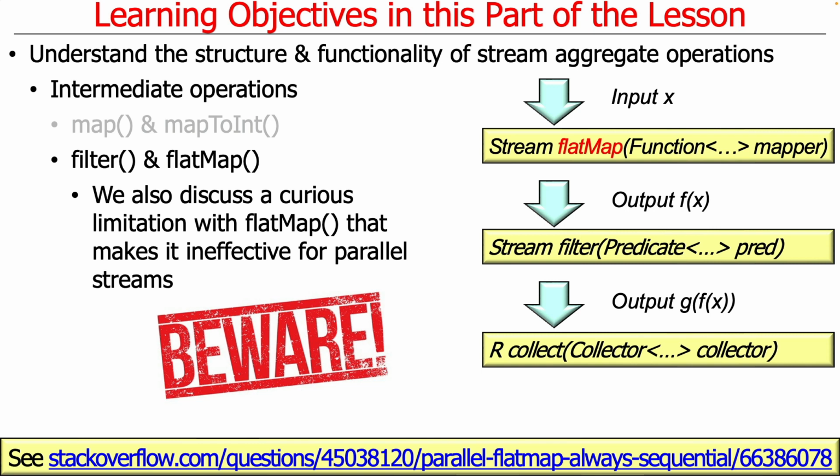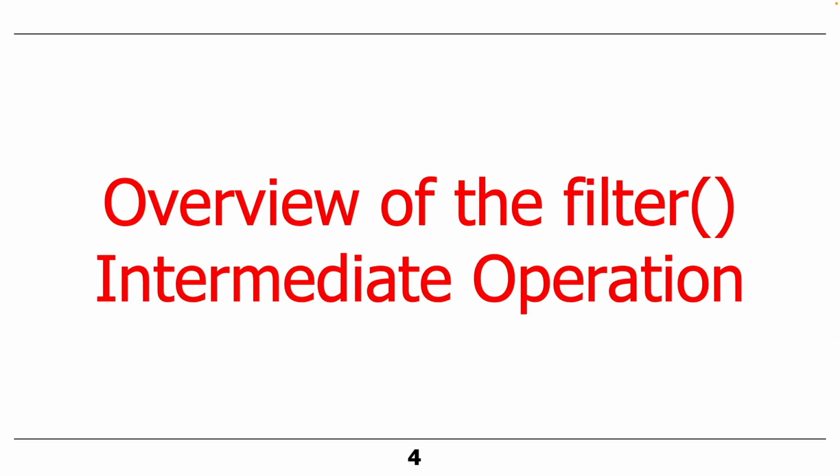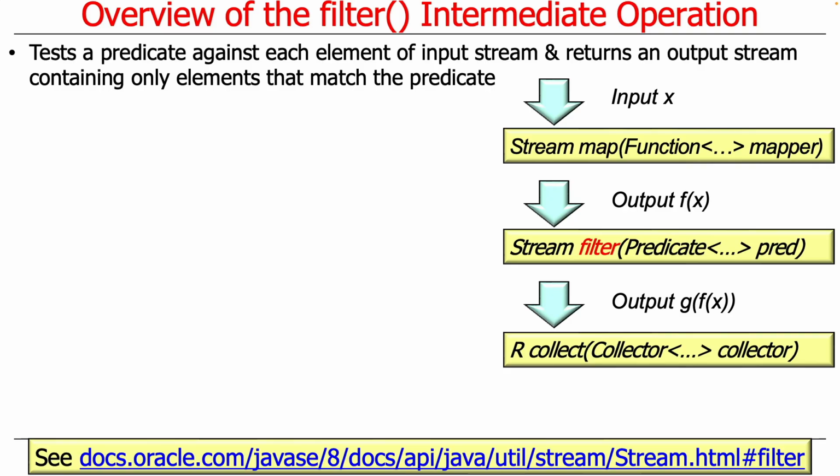And this turns out to be very important because for your programming assignment 3B, you're going to have to work around this limitation by using the idioms we're about to describe. So let's talk about filter first.